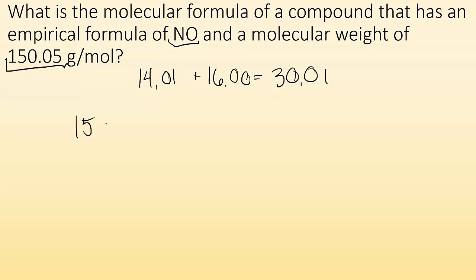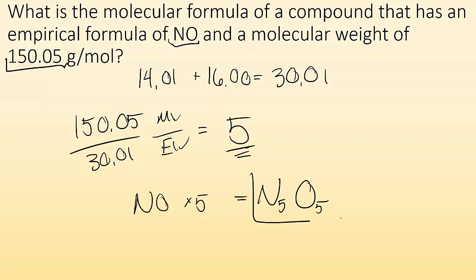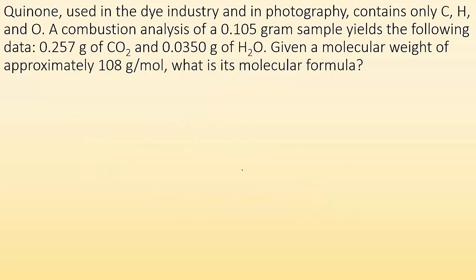Now they tell me that the molecular formula's mass is actually 150.05. So I'm going to have to do 150.05 divided by 30.01. So the molecular weight divided by the empirical weight, and that's going to give me 5. So I know that I'm going to have to multiply everything by 5. So I'm going to get NO, and I'm going to times those subscripts by 5. So I'm going to get N5O5. And that's it. That's how you do that. Not so bad. All right.